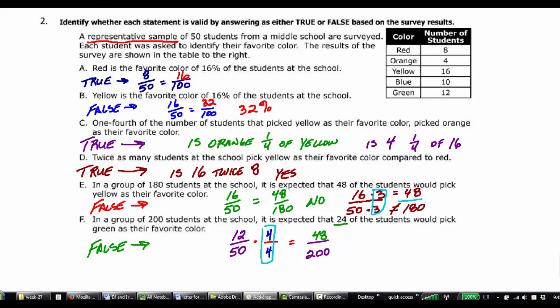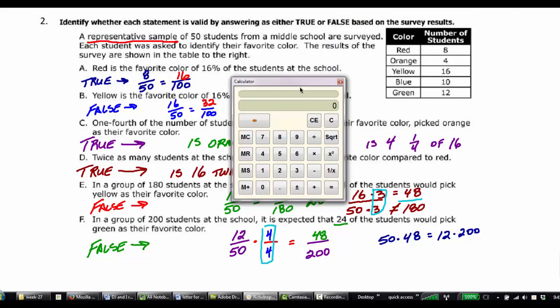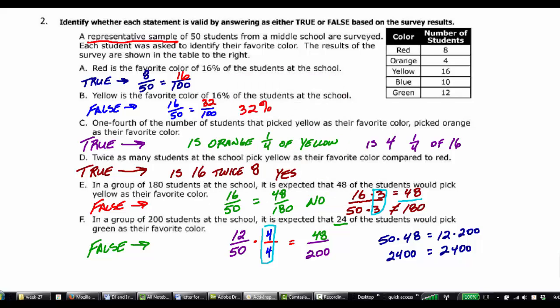And if you wanted to prove this was 48, not 24, you would do 50 times 48, and you'd see if that was equal to 12 times 200. Let's actually grab a calculator and check this. 50 times 48 is 2,400. Clear the calculator out here. And 12 times 200 is 2,400. So it works for 48. It would not work for 24.